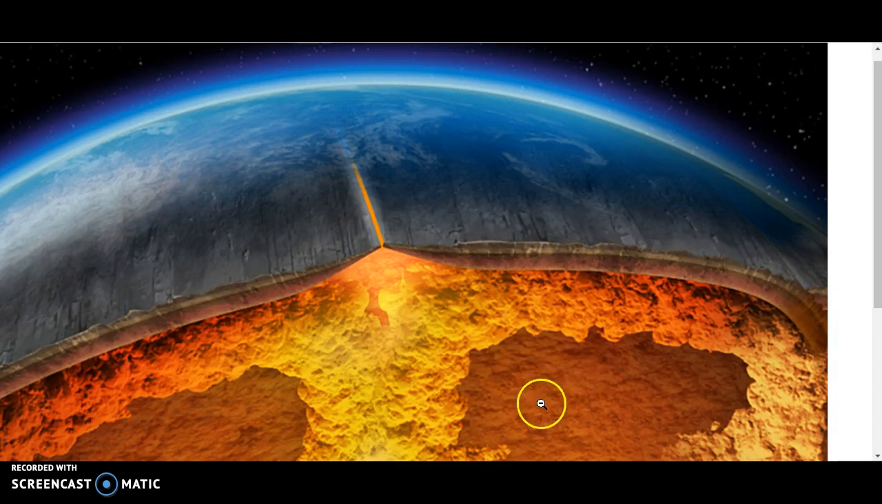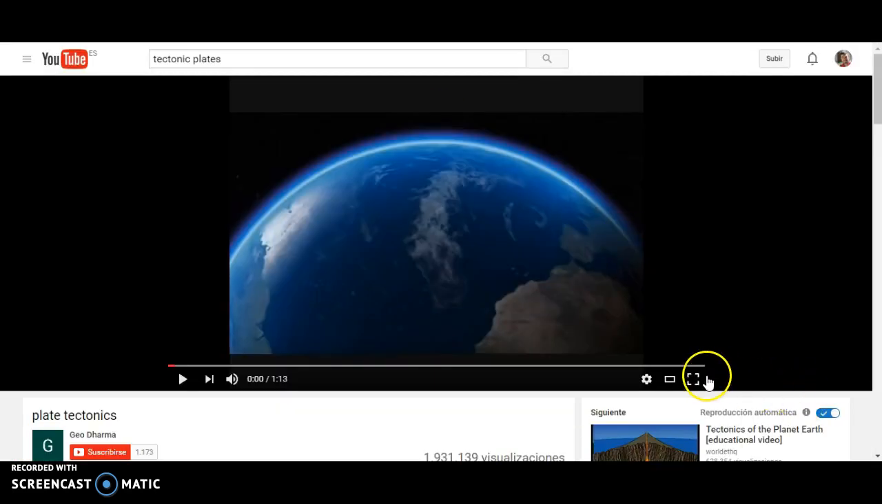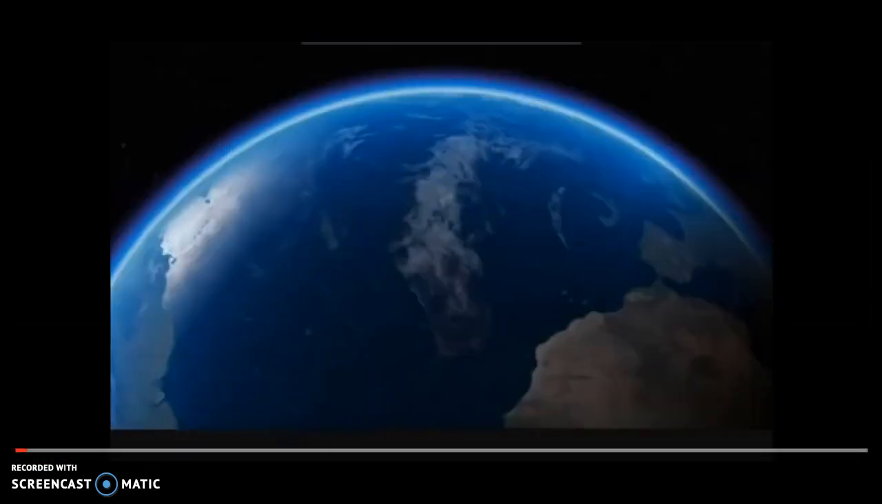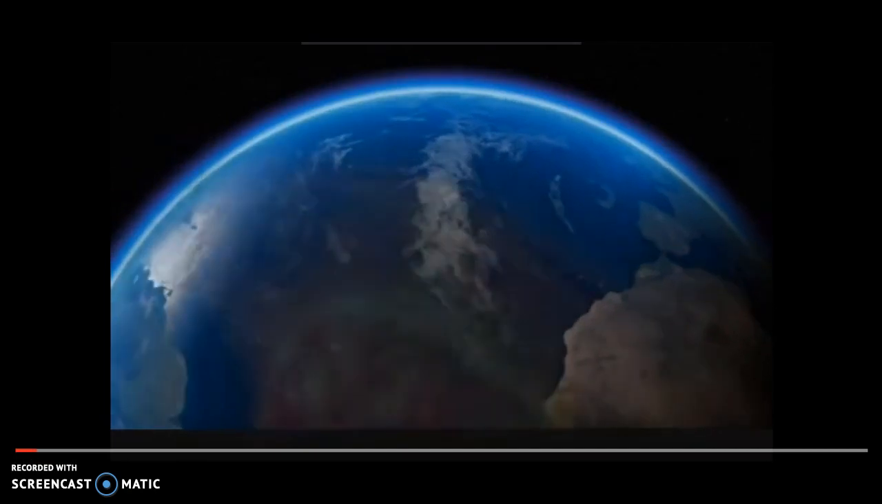You can see in the mantle all the forces, the gases, the strength, the magma which goes up and makes pressure on the crust, and then what they do is move the different plates. So now I'm going to show you a video explaining the way those plates are moving.